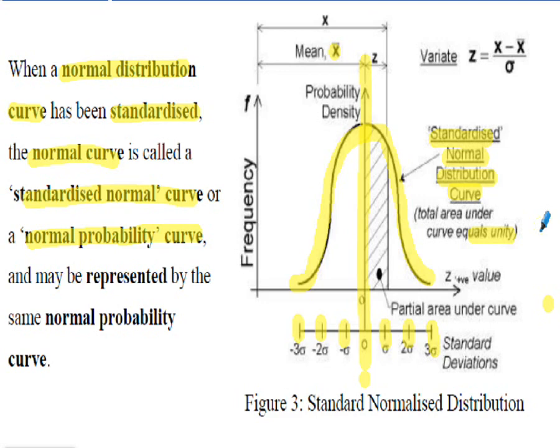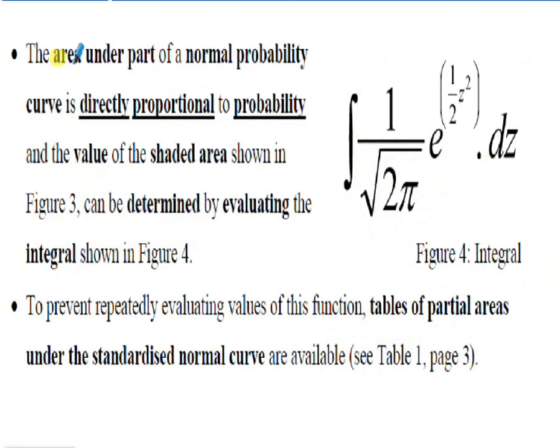So what we will be doing in the examples that follow is to use the standardized curve, looking for areas either to the left, to the right, or on both sides of the x bar, and using that as our probability. The area under part of the normal probability curve is directly proportional to the probability, and the value of the shaded area shown in figure 3 on the previous slide is determined by evaluating the integral shown in figure 4.